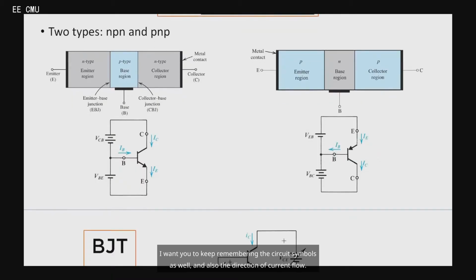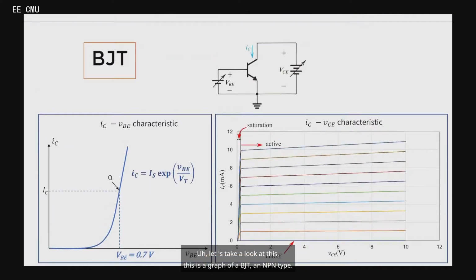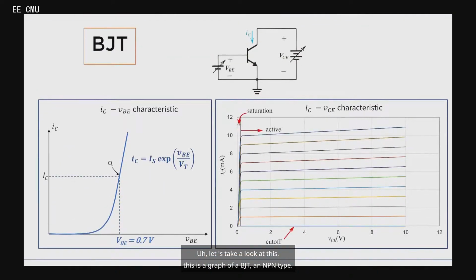I want you to keep remembering the circuit symbols as well, and also the direction of current flow. Let's take a look at this. This is a graph of a BJT, an NPN type. We can draw the graph like this. It will have IC and VBE, because VBE is what we usually consider the variable that determines the current flowing through this IC.